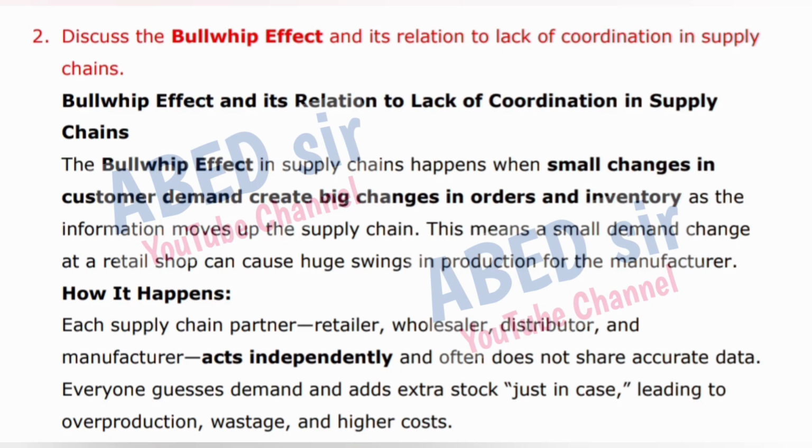This means a small demand change at a retail shop can cause huge swings in production for the manufacturer. How it happens? Each supply chain partner, retailer, wholesaler, distributor, and manufacturer acts independently and often does not share accurate data. Everyone guesses demand and adds extra stock just in case, leading to overproduction, wastage, and higher costs.